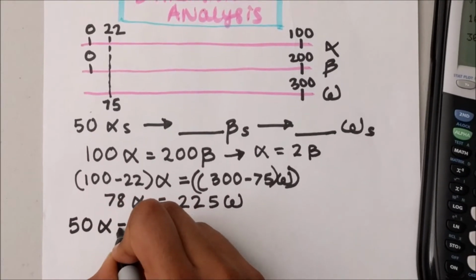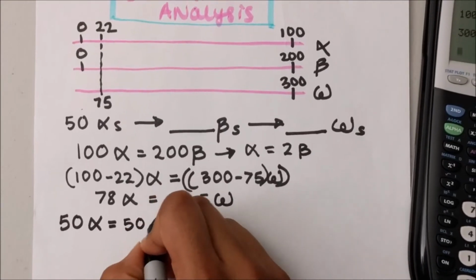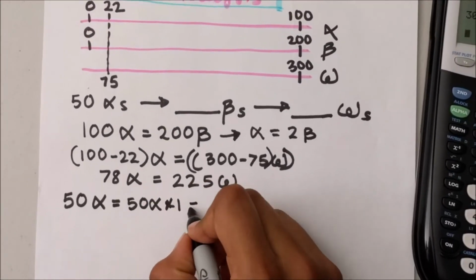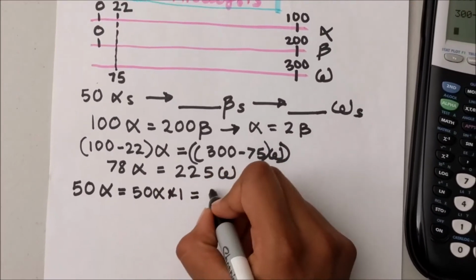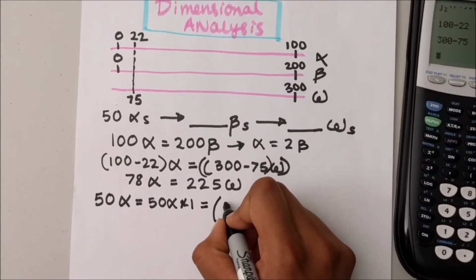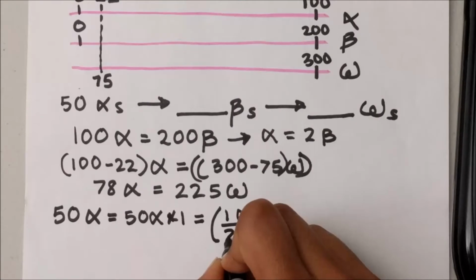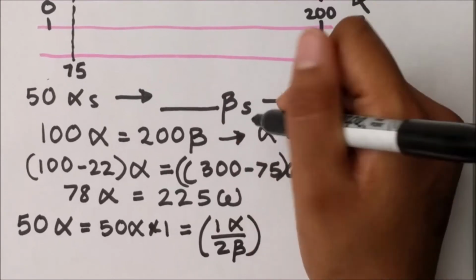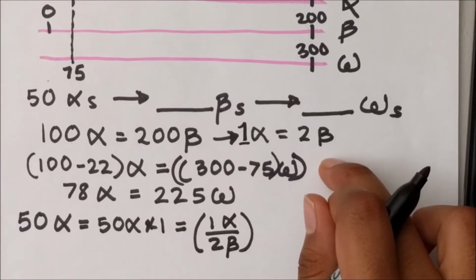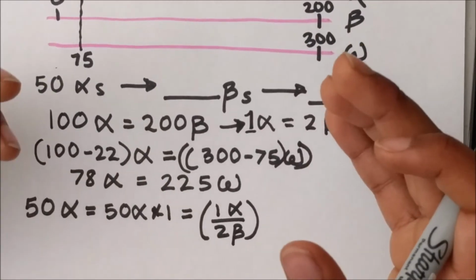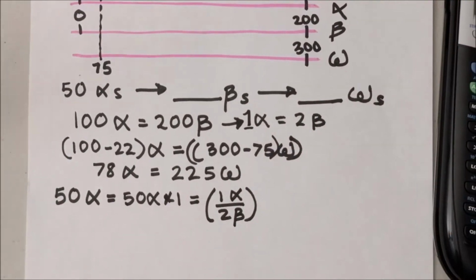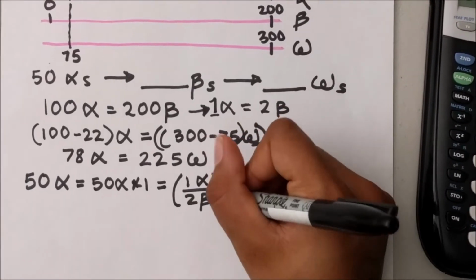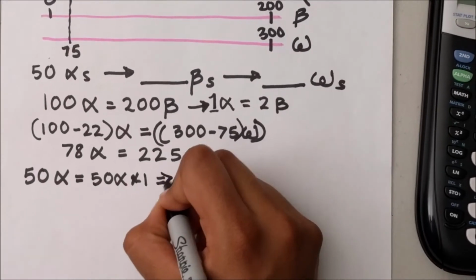So 50 alphas equals 50 alphas times 1. We all know that's true, right? But we can also rewrite 1 as 1 alpha over 2 beta. This is true because of the equation over here, where 1 alpha equals 2 beta. And when two quantities equal each other and you divide them by each other, you will obviously get 1. So we are making use of this property. We know that 1 alpha over 2 beta equals 1.